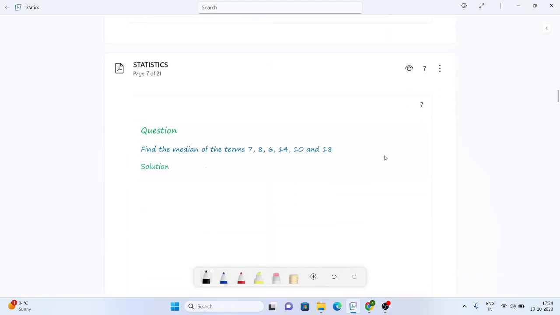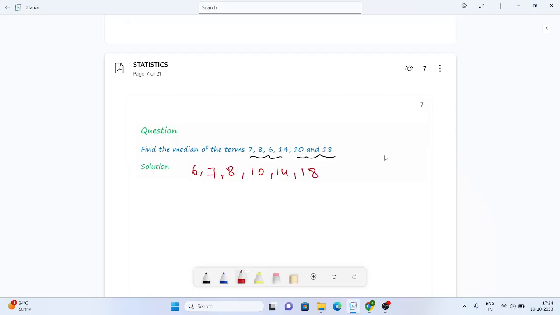Done. Let's take an example. Find the median of terms 7, 8, 6, 14, 10, 18. So first we have to arrange in ascending order, because they are not in ascending order. So what does the sequence become? 6, then 7, then 8, then 10, then 14, and then 18.